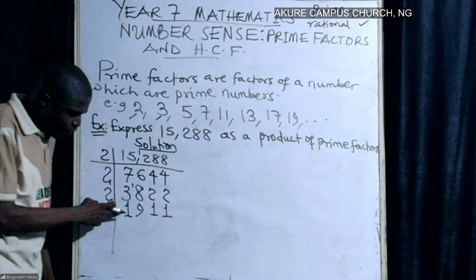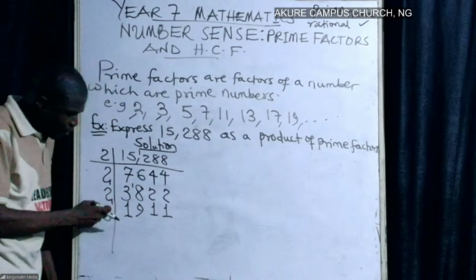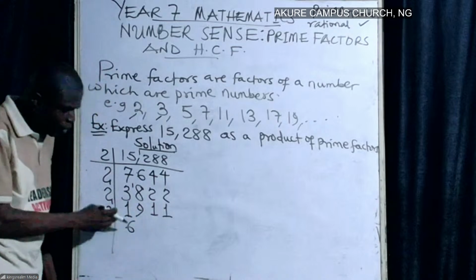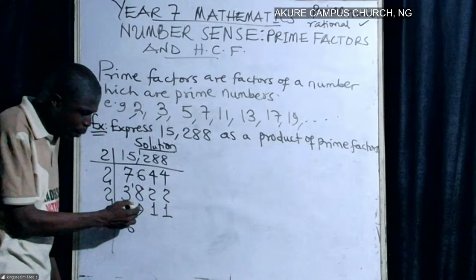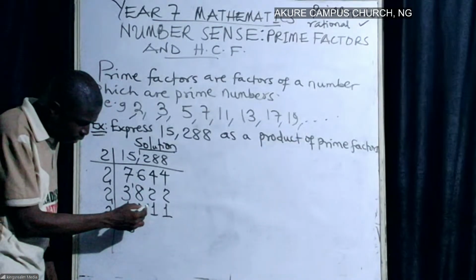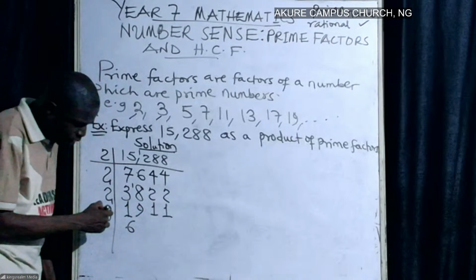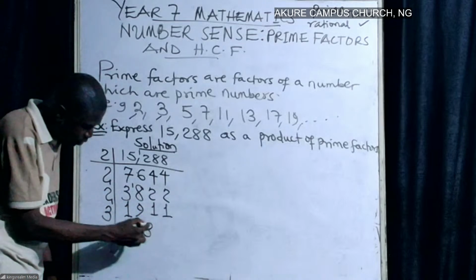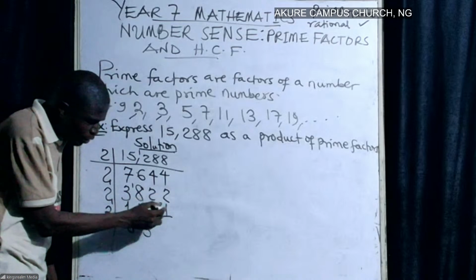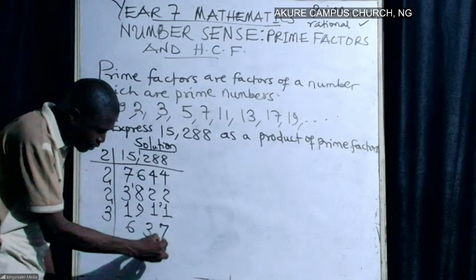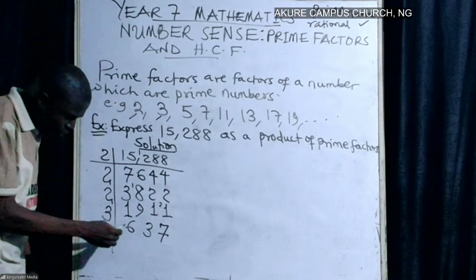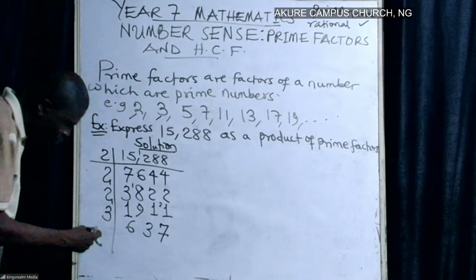So let's check if 3 can go here. 3 in 19, that should give us 6, because 3 can go in 18, that will give us 6. Remember 1. 3 in 11, that should give us 3. Remember 2 here, because if we bring the 2 here, 3 in 21, that should give us 7. So 3 can go in 1911. So then we have 637.